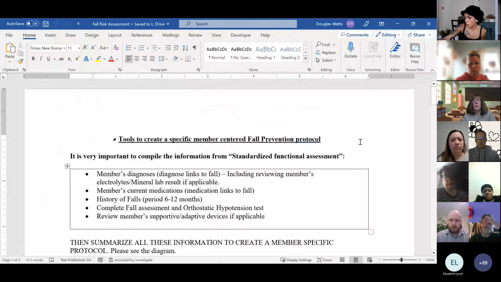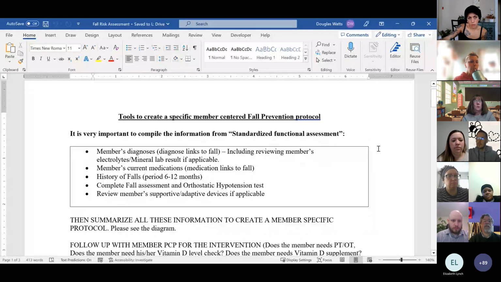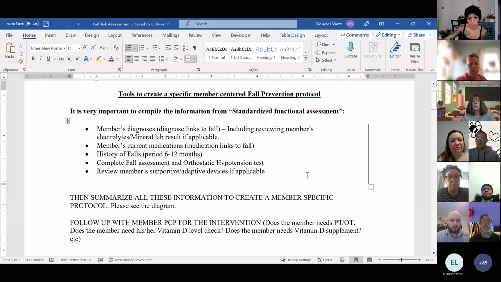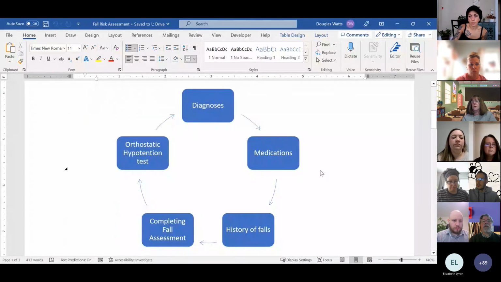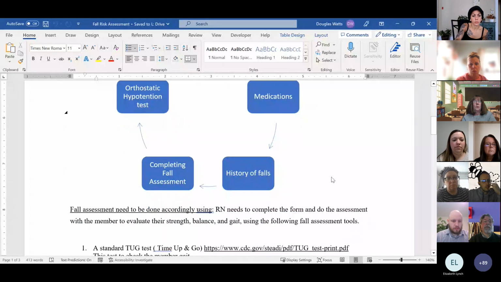And this is just making a fall prevention protocol with a standardized functional assessment. So we want to assess for diagnoses, medications, history of falls. We want to complete some tests with the person and review any supportive or adaptive devices. And as you can see, all of these things are mitigating factors to help prevent people from falling.